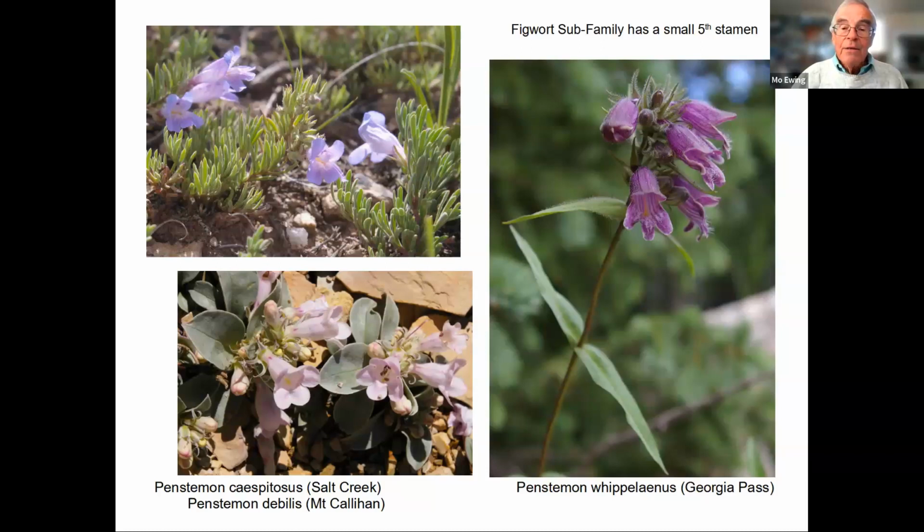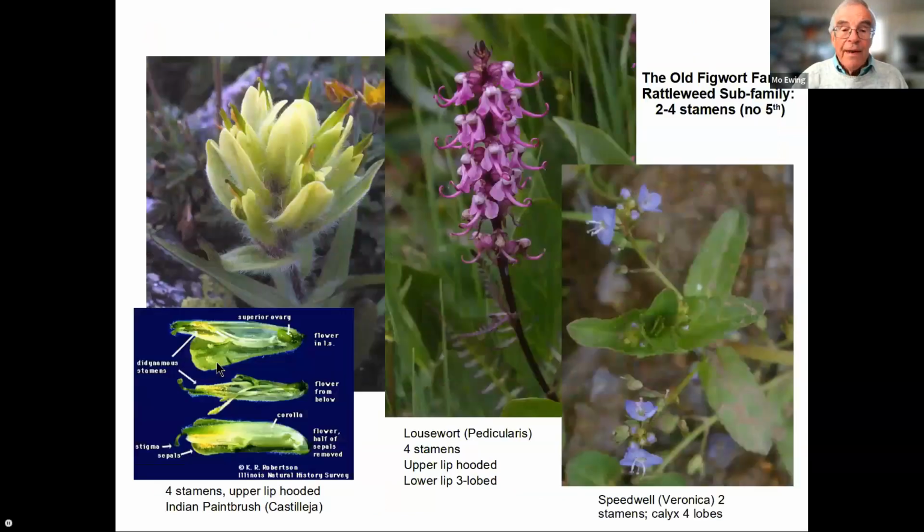Okay, so going back into the original Scrophulariaceae family, the second figwort family was the rattleweed subfamily. And you're looking at the plants that were in that original grouping, and you can see they don't look anything alike. So even originally, this was kind of a dumping ground for irregular flowers. In this rattleweed subfamily of Scrophulariaceae, you have Castilleja, Pedicularis, and Veronica.